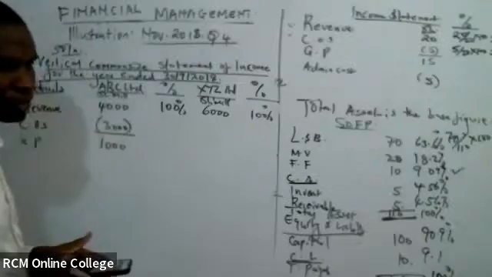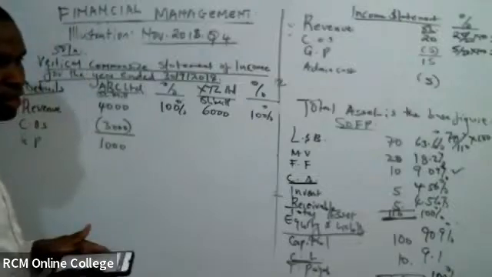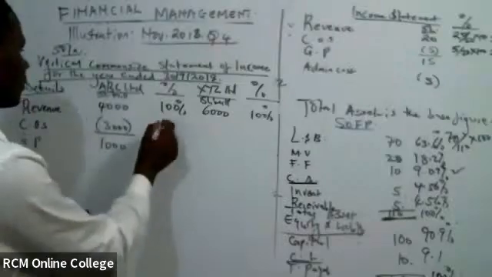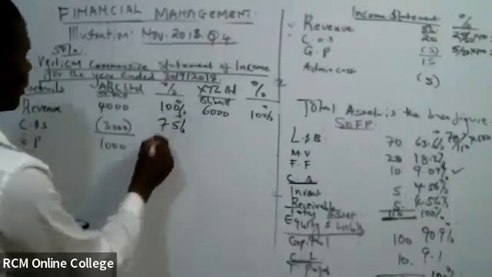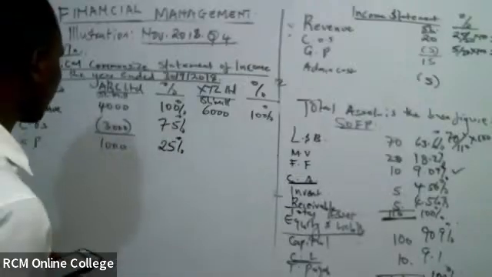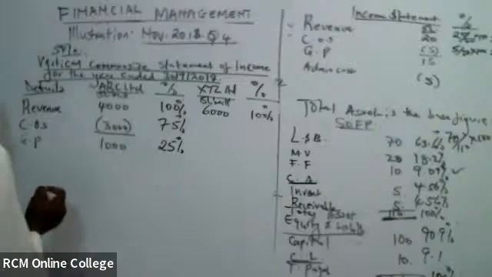So what will be the percentage of cost of sale, class? You can do this together. For ABC, 75%. And automatically, this will be 25% because cost of sale plus gross profit should add up to 100%.